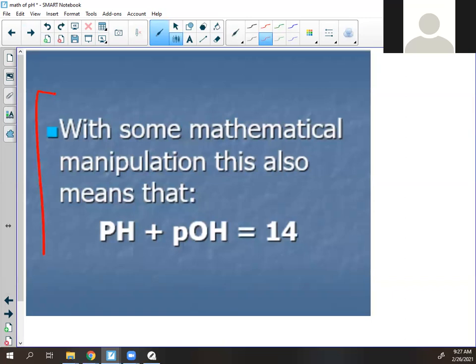With some mathematical manipulation, this means that pH plus pOH always equals 14. Always equals 14. So if I have pH and I know it equals 14, I can always find pOH.